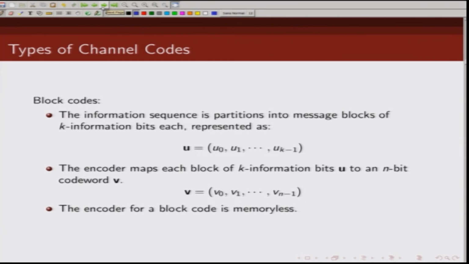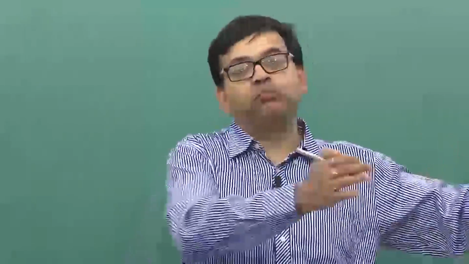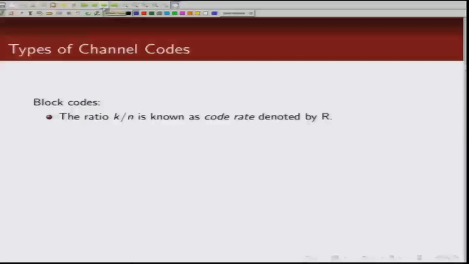Now in block codes the encoder is memoryless. What do we mean by that? When we encode a block of k bits, our output depends only on that current block of k bits. It does not depend on what the previous blocks of data were. That is one property of block codes which makes it different from convolutional codes. Block codes are memoryless.